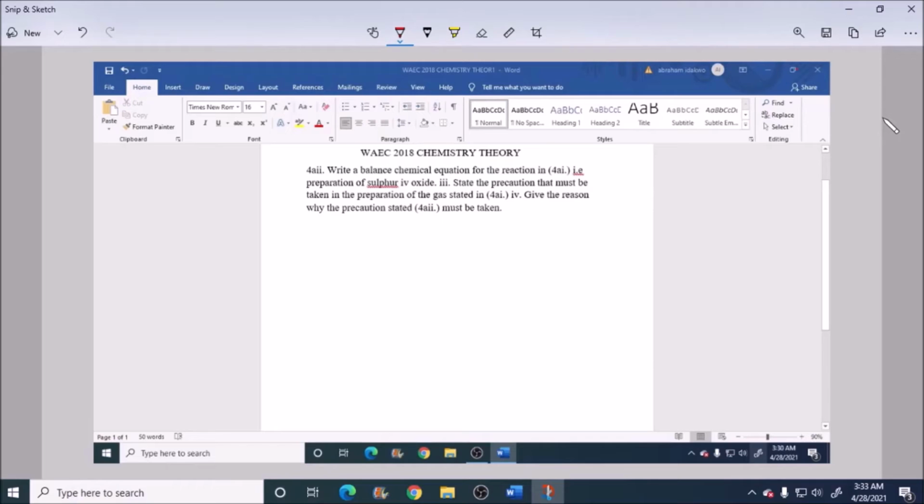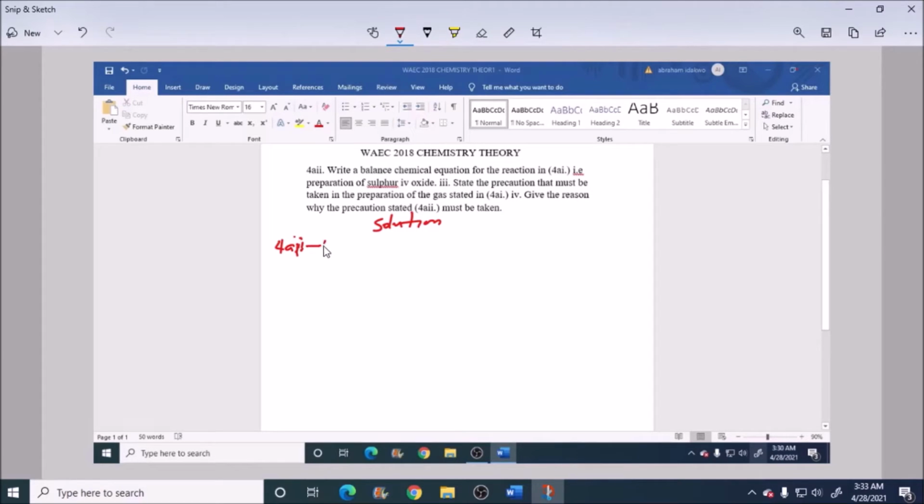Now question 4a Roman figure 2, we have to write a balanced chemical equation for the preparation of sulfur 4 oxide.